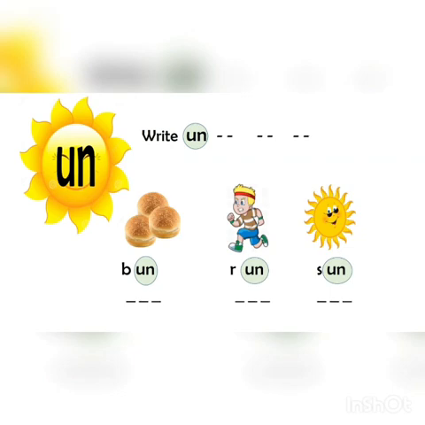Now open your book from page 9 and let's do this exercise together. First, I want you to write the word un 3 times, like this. Now look at the pictures and try to read the words and write it again on the dashes. The first picture, what do you see? Bun. Write the word bun on the dashes. Now finish the rest.